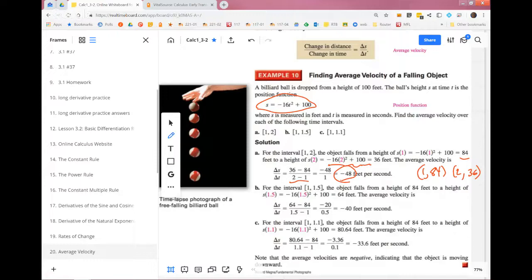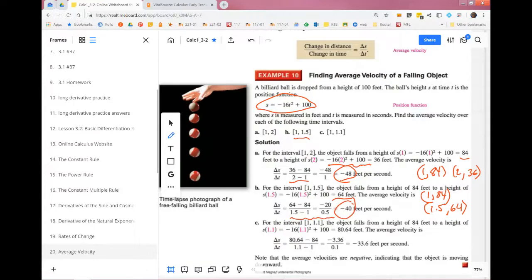Okay, let's just do one more. Then it asks you to do it from 1 to 1.5. Okay, so if you plug in a 1, we already did that. That's 84. And if you plug in 1.5, you get 64. So now you've got these two ordered pairs. How do you find the average rate of change? Find the slope. They did that right here.